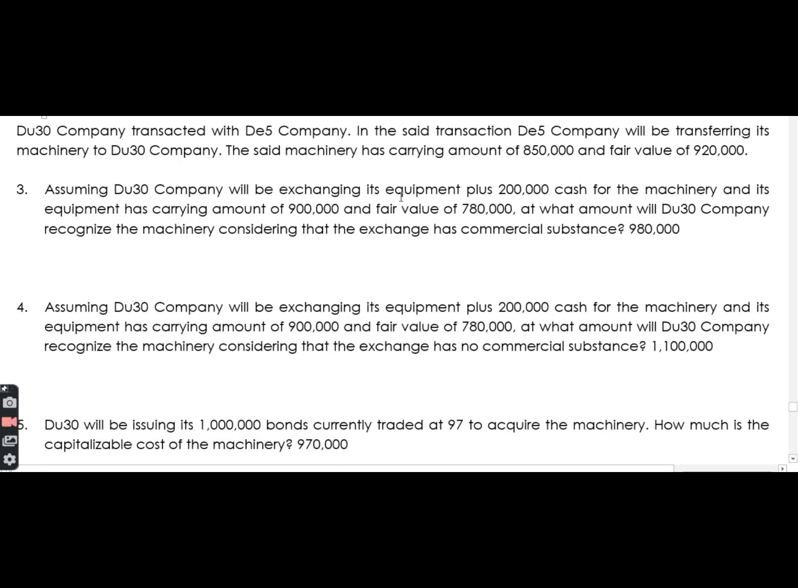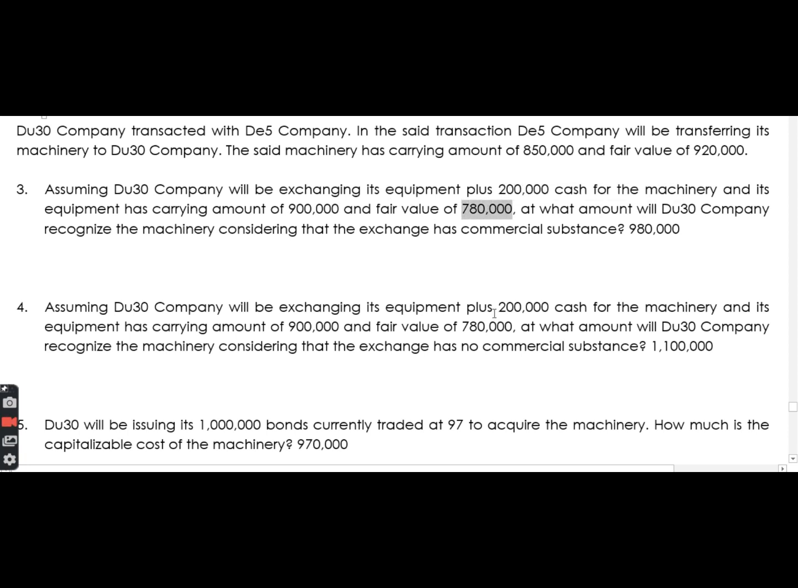Assuming Duterte Company will be exchanging its equipment plus 200,000 cash for the machinery and its equipment has carrying amount of 900 and the fair value of 780, what will be the amount that the Duterte company will recognize the machinery considering that the exchange has commercial substance. So kung with commercial substance, hanapin mo muna yung fair value of asset given up. Okay? So ito yun, di ba? So exchanging its equipment plus 200,000 cash for the machinery, and its equipment has carrying amount of 900 pero fair value 780. So 780 ang kukunin natin.